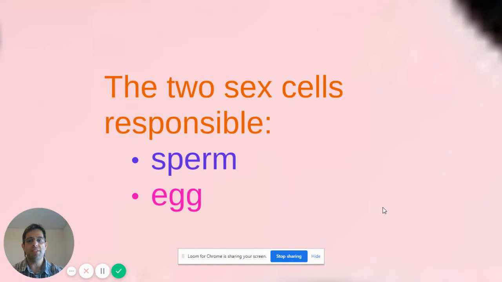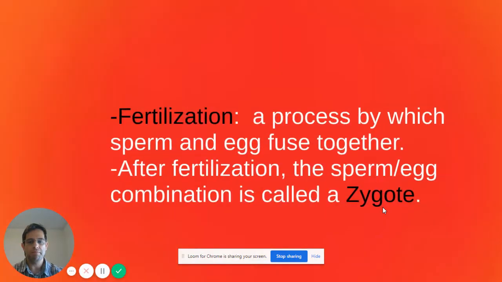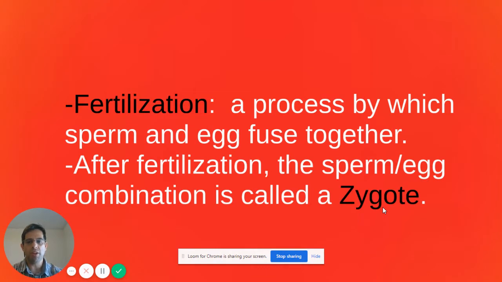The two sex cells responsible for sexual reproduction are, again, the sperm that comes from the male part, and the egg that comes from the female part. When they combine together, we have a process we call fertilization. Definition: it's a process by which sperm and egg fuse together. After fertilization, the sperm and egg combination is called a zygote. All right.